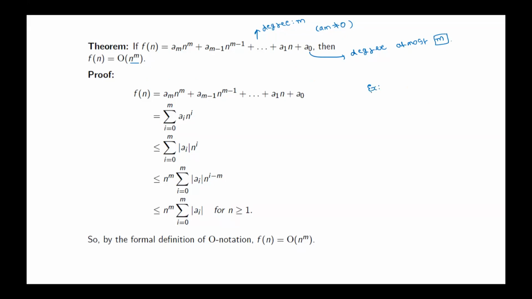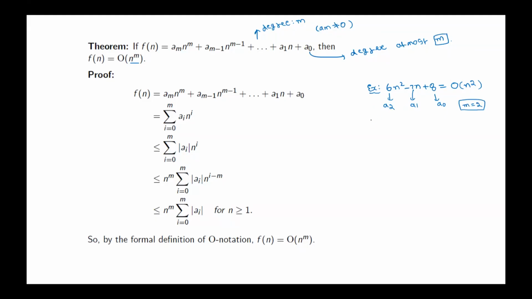Is that true or not? That is 6n square minus 7n plus 8. Can we say that it is big O of n square? Yes. This is a0, this is a1, this is a2. Here m is 2. Is that okay?